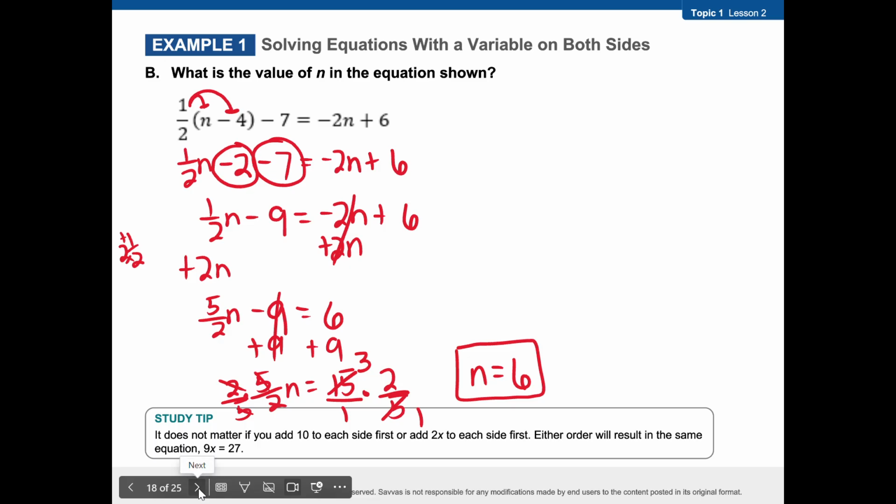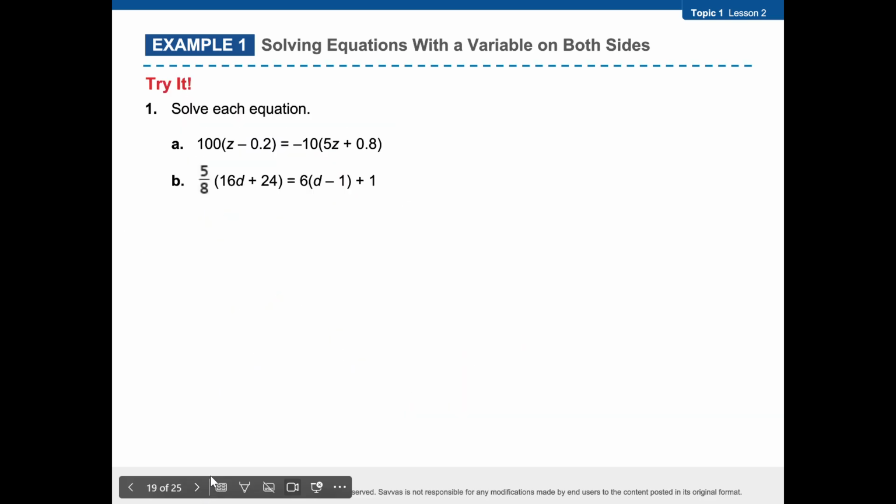Now you can pause and try the triads on your own. Check your answer after.